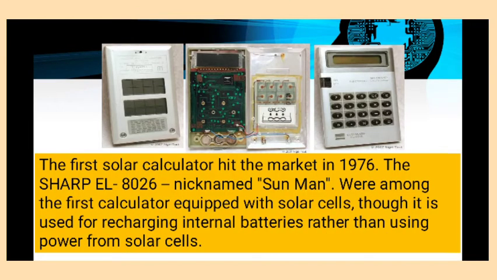So let's go to the history of the calculator. This is the Sharp L8026, the first solar calculator to hit the market in 1976, nicknamed Sunman. It was among the first calculators equipped with solar cells, though they were used for charging internal batteries rather than powering the calculator directly. So let's proceed to the diagram. We observe that the solar cells of this calculator are located at the back, and when opening the case of the calculator, it reveals the rechargeable battery pack made of 3 button cells at the left, and the solar cells that charge it at the right.